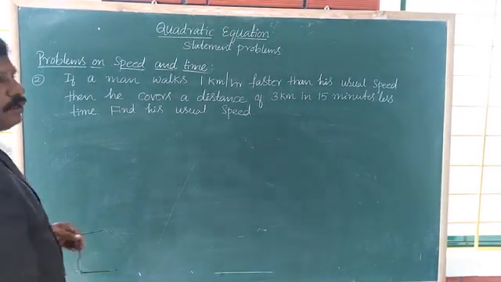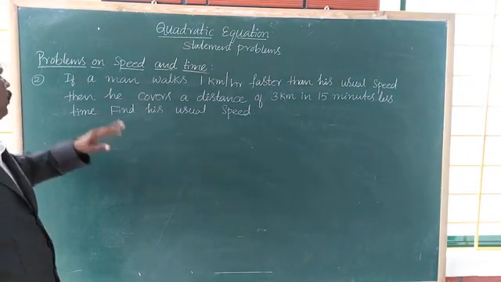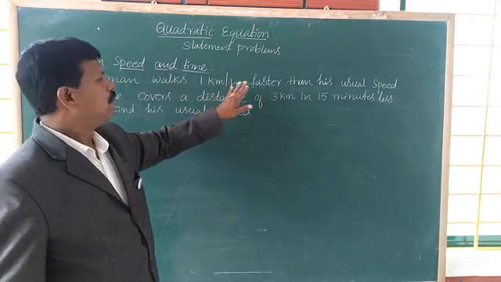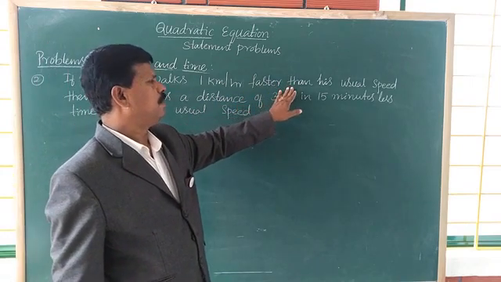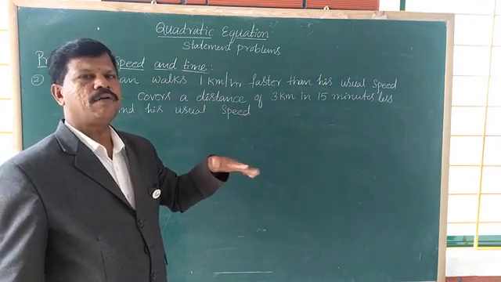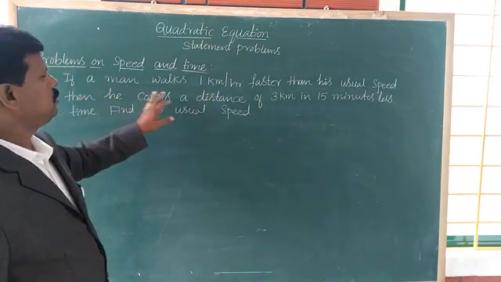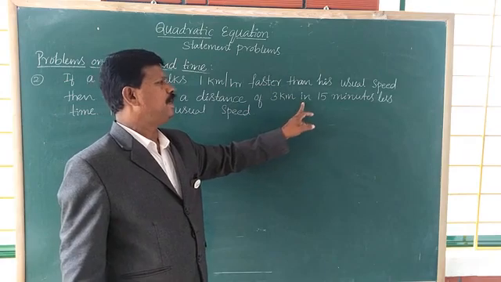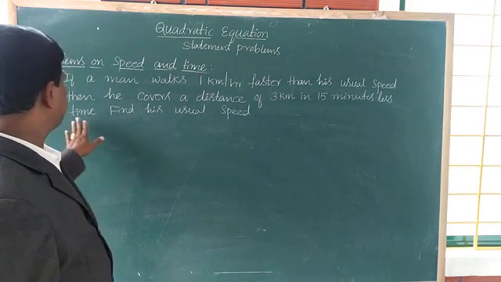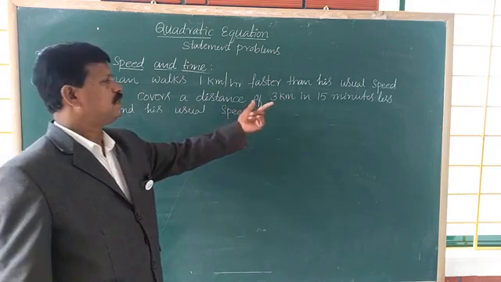Now, take the second one related to problems based on speed and time. If a man walks 1 kilometer per hour faster than his usual speed, then he covers a distance of 3 kilometers in 15 minutes less time. See here, the total distance is 3 kilometers.